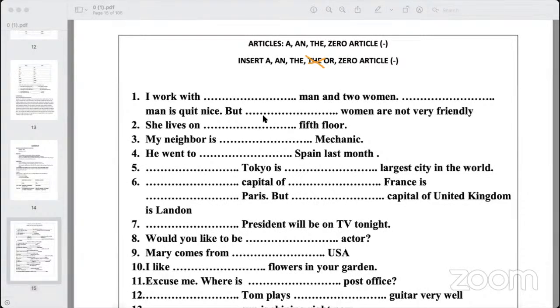So with the first one, I work with, and then we see man. Man is one. So you would say, I work with a man. Let me make that a bit bigger. A moment, guys.